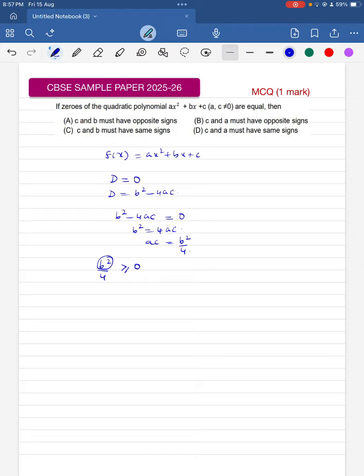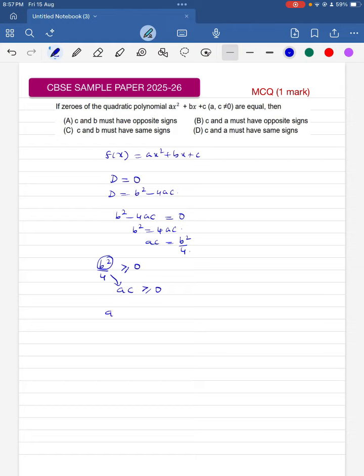Now what does that mean? If b squared by 4 is greater than or equal to 0, then the value of a times c should also be greater than or equal to 0. Why is that so? Because we know that b squared by 4 is equal to ac. Okay, now let's look at the signs of a and c.